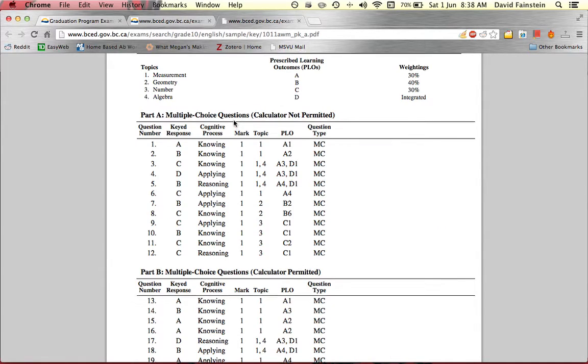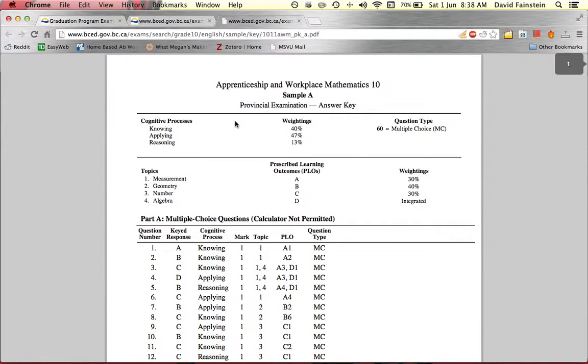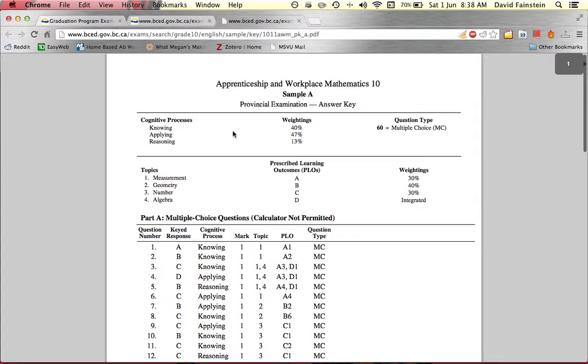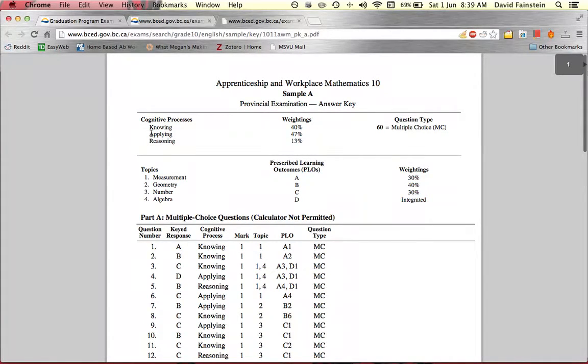These are our answers. I'll just do a quick introduction of this here. This is actually very, very specific. It shows you how many questions are weighted per category of question. What's called knowing questions are typically a bit easier. Applying questions are about mid-range. About half the test is mid-range questions. And reasoning questions, those are our tricky questions. Only 13%. They don't come along very, very often.